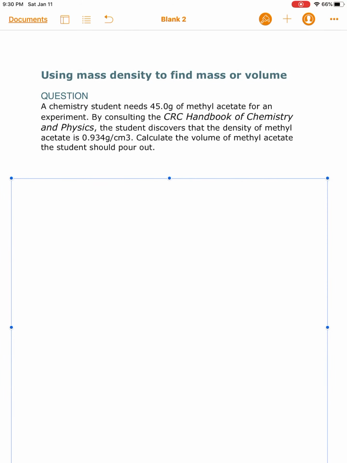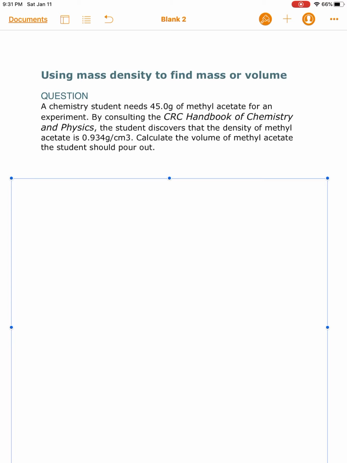So now what I'm going to do is show you a solution to one of the ALEKS problems from chapter 1. This is using mass density to find mass or volume. The question says that a chemistry student needs 45.0 grams. G is for grams, that's a mass unit, of methyl acetate for an experiment.